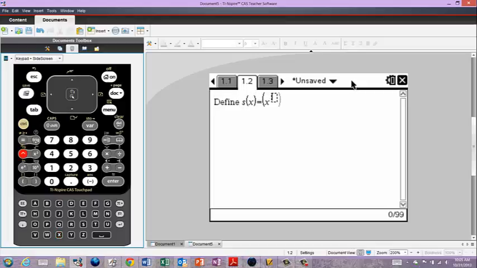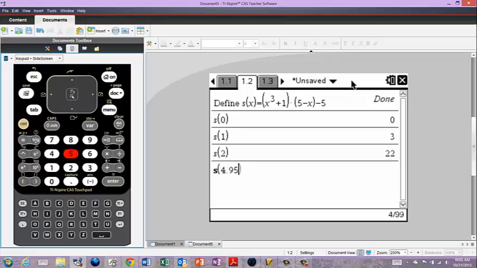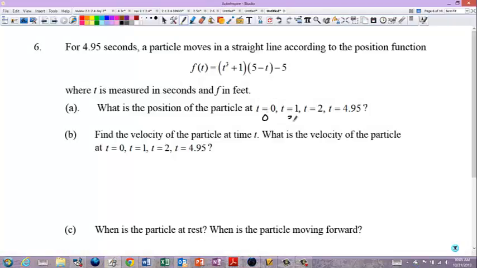parentheses x to the third plus 1, times parentheses 5 minus x, minus 5. And then all you have to do is s of 0, s of 1, s of 2, and s of 4.95. So 0, 3, 22, and 1.114.